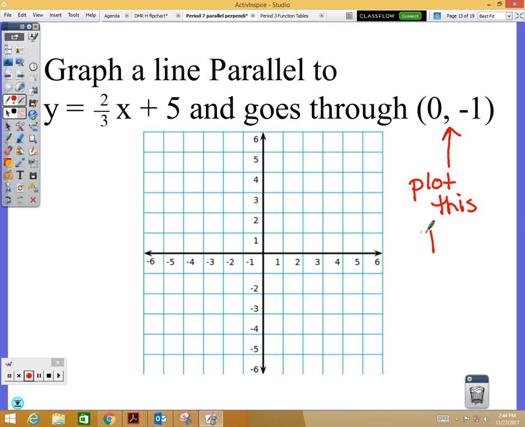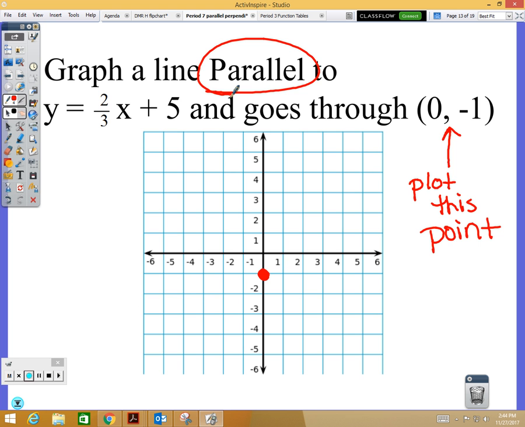And remember, these notes will be online, so if you need them, they'll be there. I know that it's hard to graph in your notes. So (0, -1) would be right here. That's our y-intercept. And then they're talking about parallel. So I don't need to graph this equation. I just want to graph a line that's parallel to it.